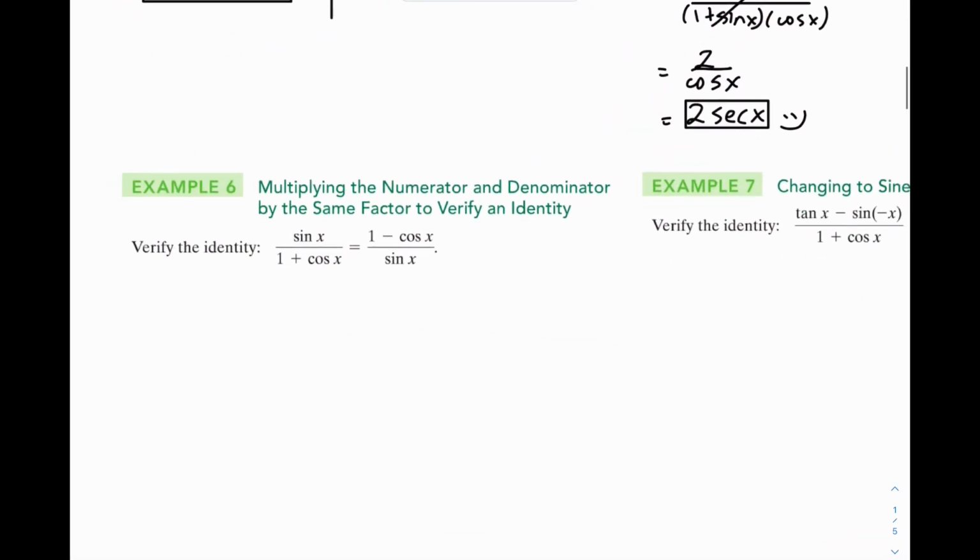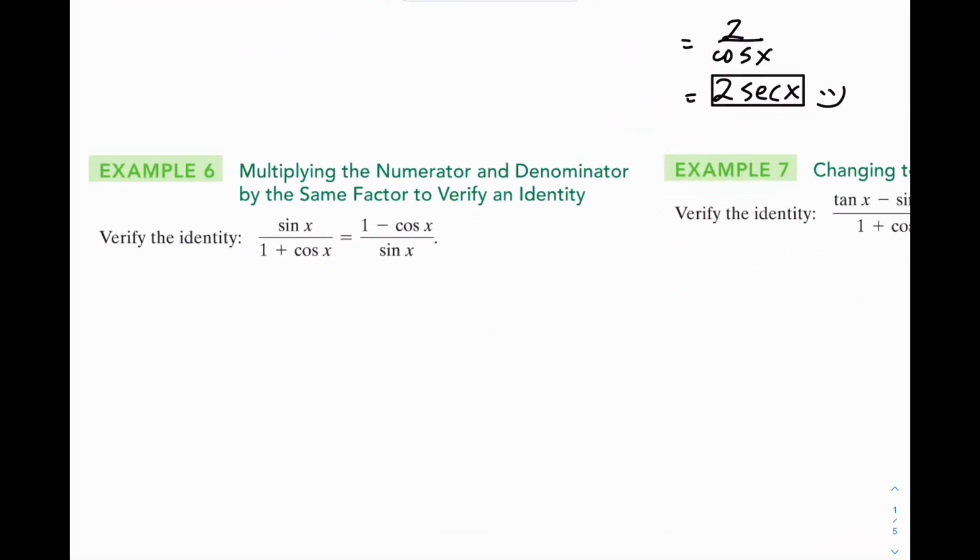Okay, 2 more examples here. These will be a little more advanced, so I'm going to show you some advanced techniques now. For this one, if you look at either side, they both look pretty similar, so it really won't matter which side we pick. Just for fun, I'll pick the right side.